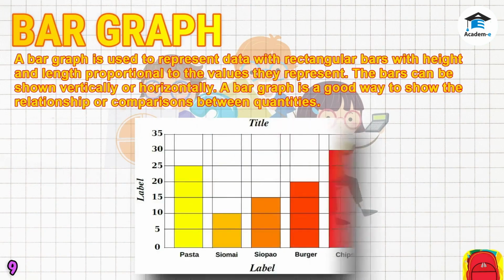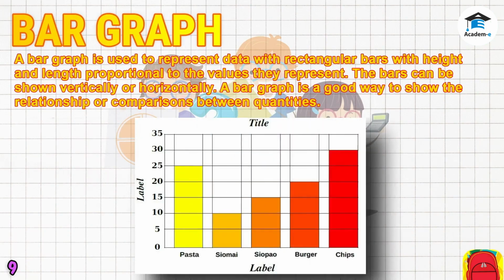2. How many more students join the soccer team than the music group? Solution. To get the answer, we need to get the difference between the number of students who join the soccer team and the number of students who join the music group. 20 minus 10 equals 10. Therefore, there are 10 more students who join the soccer team.